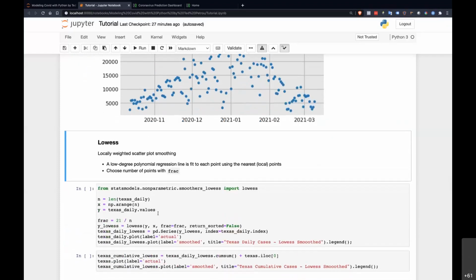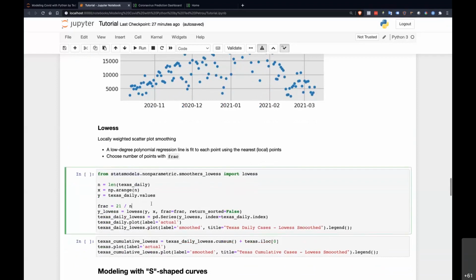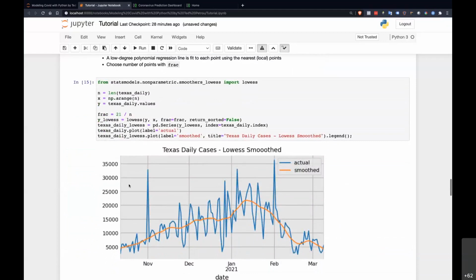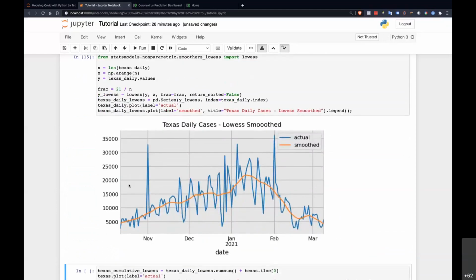So the main parameter here, and this LOWESS is found in the statsmodels library. So we're going to import it and run it. And the main parameter here is this frac. So you determine the fraction of points to use for each regression line that you build. So here I just said, and you can change this actually in the notebook and just experiment with how it looks, I just said 21 days, but you can change that.